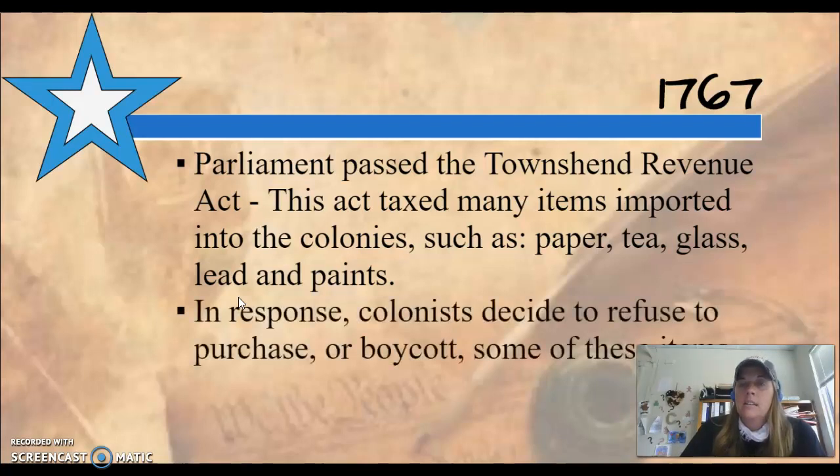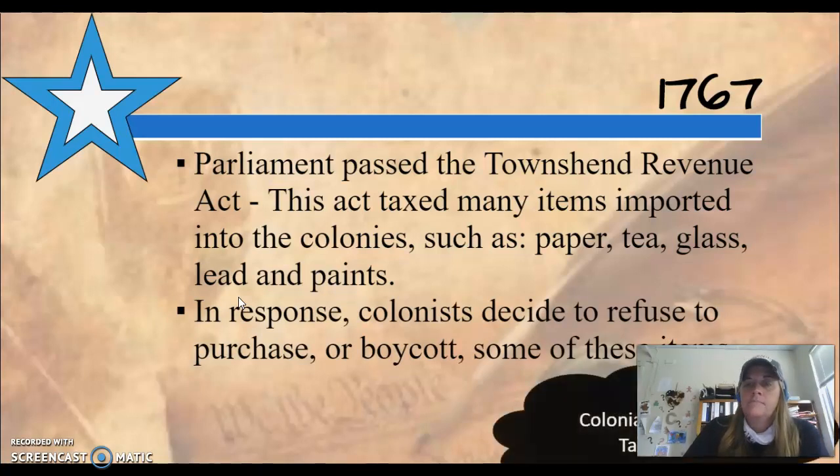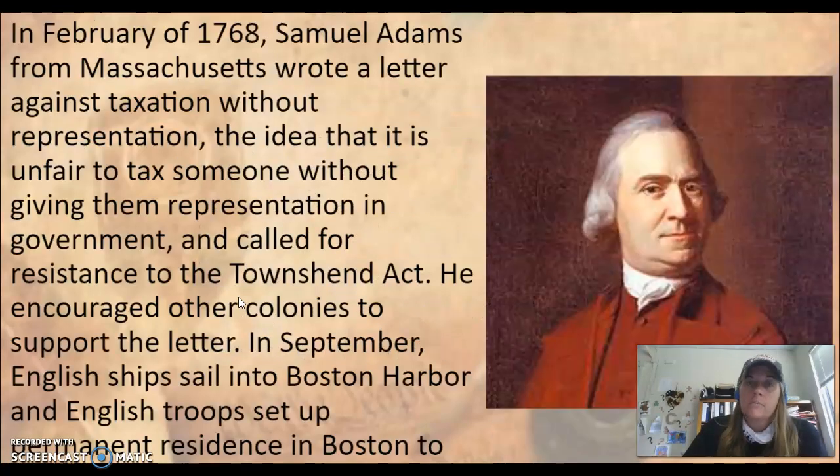In response, colonists decide to refuse to purchase. They boycott the items. So instead of paying the tax, they just boycott. Once again, taxation. In February 1768, Samuel Adams from Massachusetts wrote a letter against taxation without representation. The idea that it is unfair to tax someone without giving them representation in government, and called for resistance to the Townshend Act. He encouraged other colonies to support the letter.